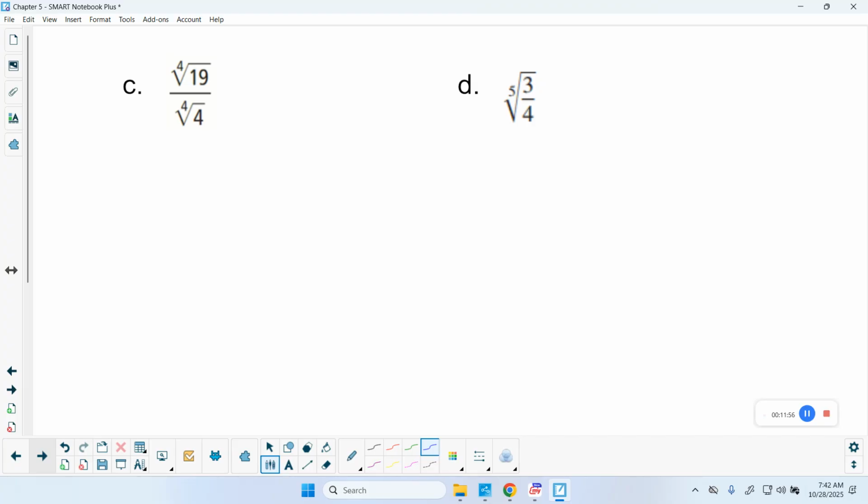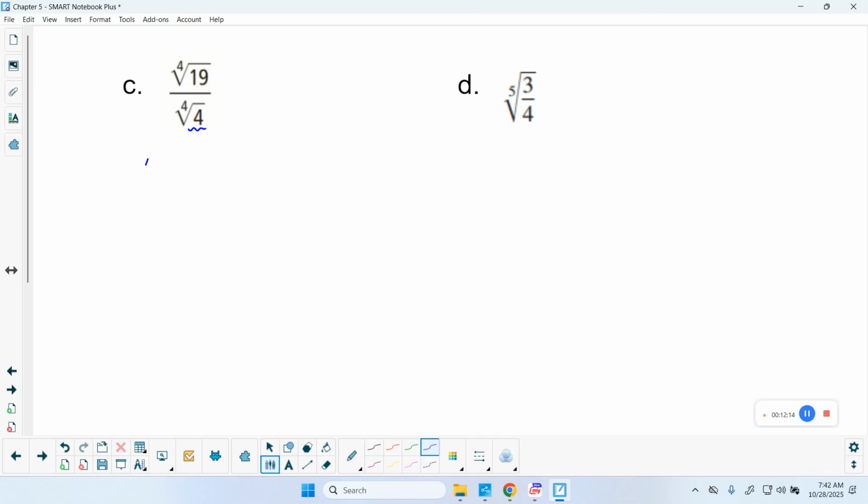The next one is going to be similar. So we have the 4th root of 19 divided by the 4th root of 4. Now on this one, this is my recommendation. In your guys' denominator, if you have a number that's like a perfect square, we're actually going to rewrite it so you guys don't get as large of numbers.